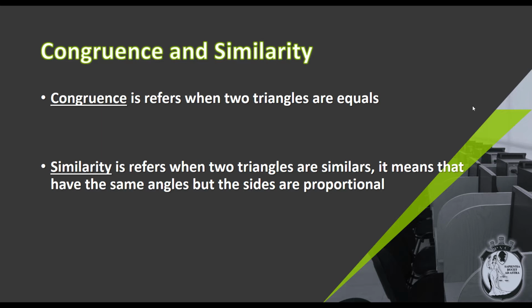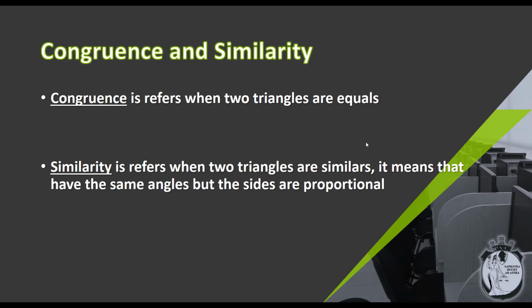Similarity refers to when two triangles are similar. What it means is that they have the same angles but the sides are proportional. It means that one triangle is like the other, but to scale. For example, a big one and another smaller.